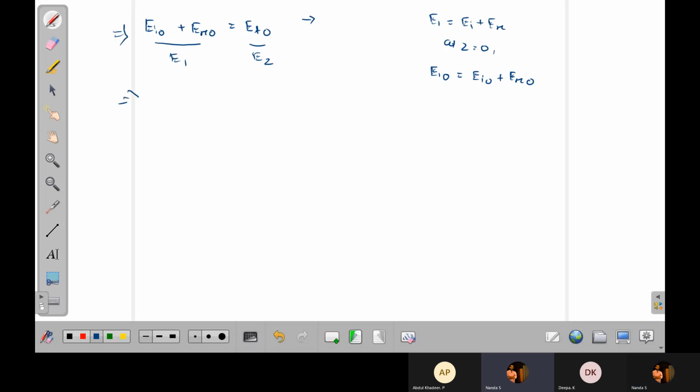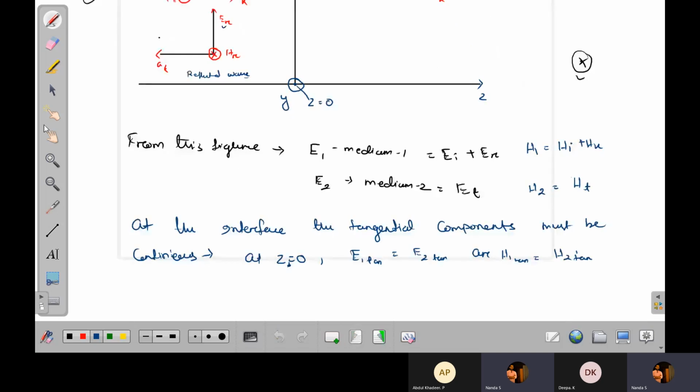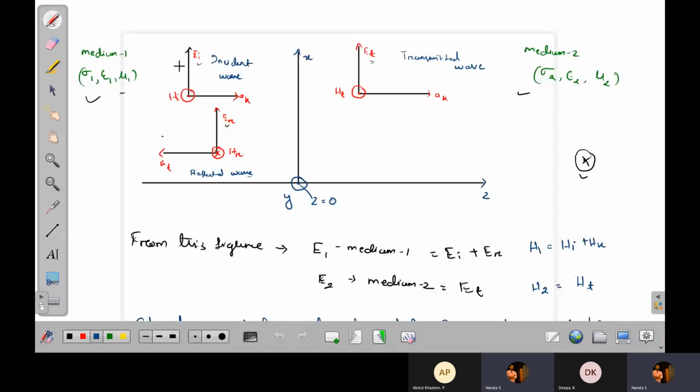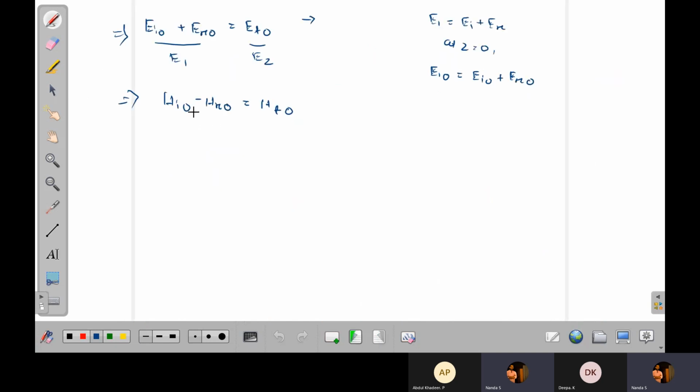Similarly, second thing, from the H field it can be written that HI0 minus HR0 is equal to HT0. Now, why is it minus? It is minus because, if you can see here, while considering the E field, the direction of the E field was not changed, but the direction of the H field was changed. So while calculating this, we need to consider the direction, as it will be subtracted. So for that, it is minus.